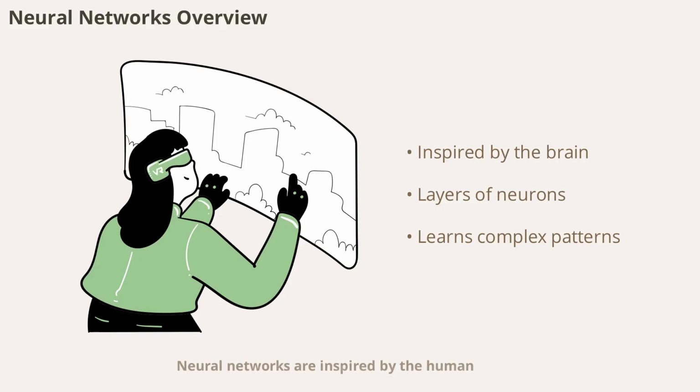Neural networks are inspired by the human brain and consist of layers of interconnected nodes, or neurons. Each neuron processes input data and passes the result to the next layer. By stacking multiple layers, neural networks can learn to recognize highly complex patterns. They are the backbone of many modern machine learning applications, including image recognition, natural language processing, and more.